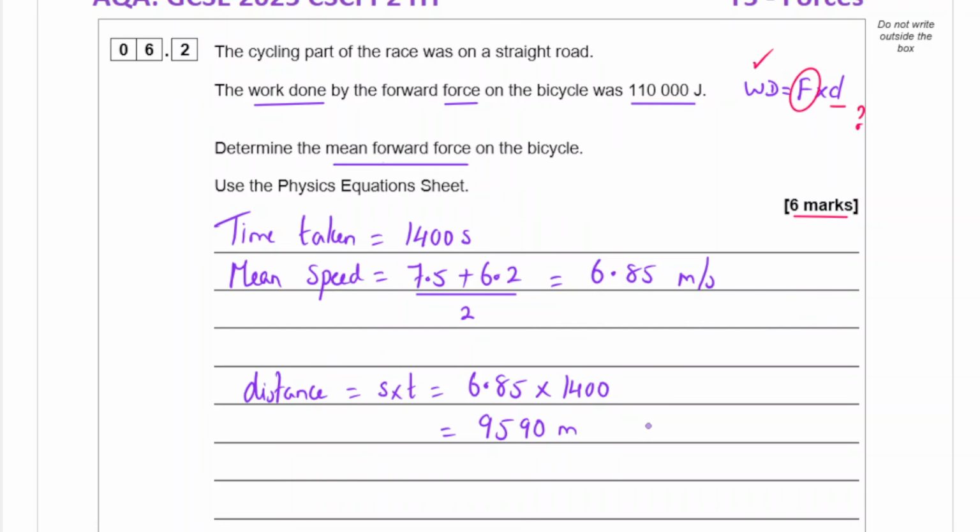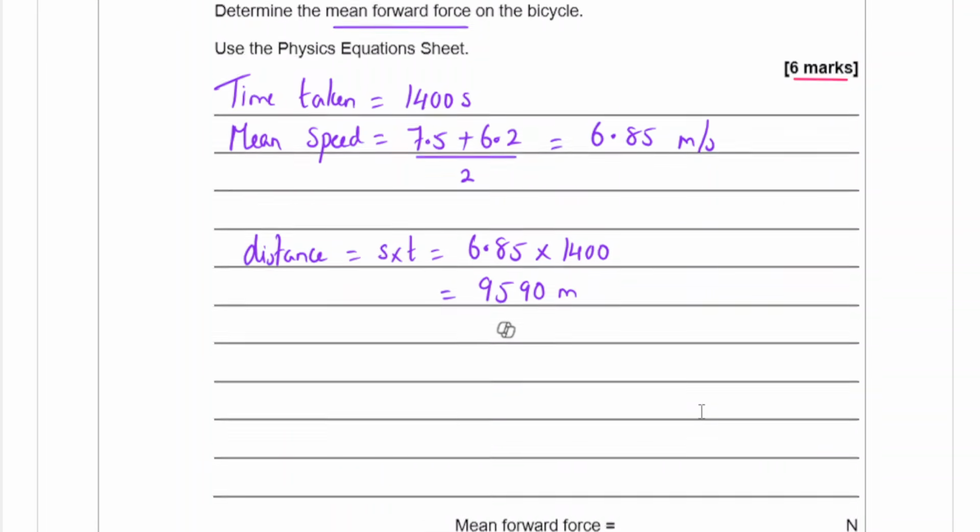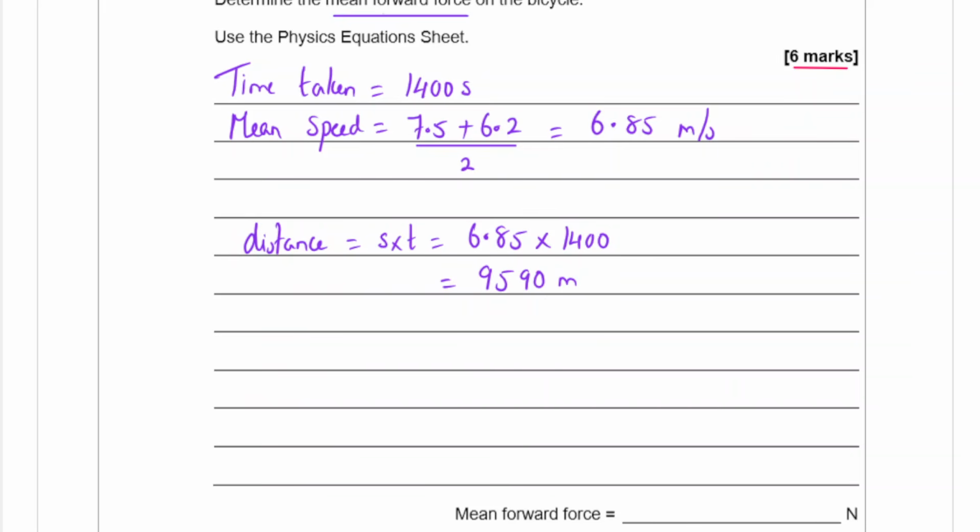So that should give me at least 3 marks. So I worked out the time, 1 mark, the speed, and the distance, the 3 marks. So let's get the next 3 marks.